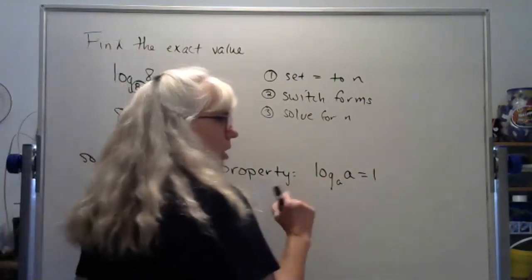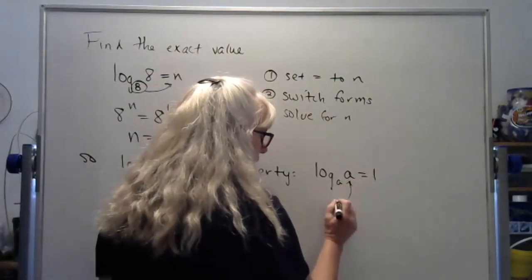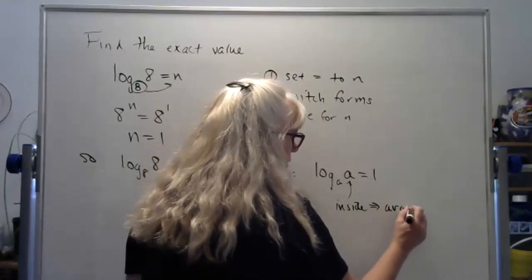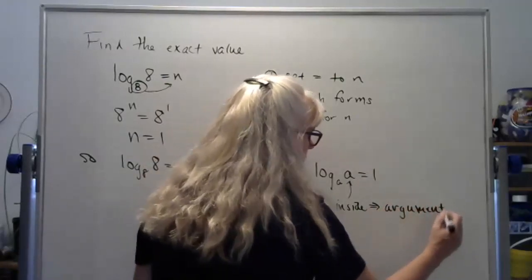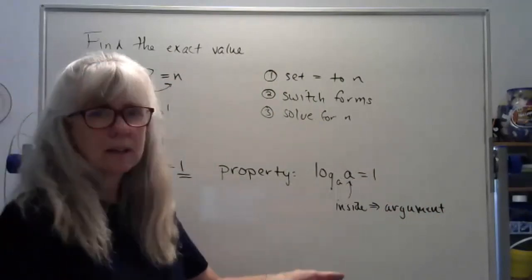Now, just so we can quit calling it the inside, the stuff that's inside has a name. It's called the argument of the logarithm. So if I call it the argument versus the inside, that's what it is.